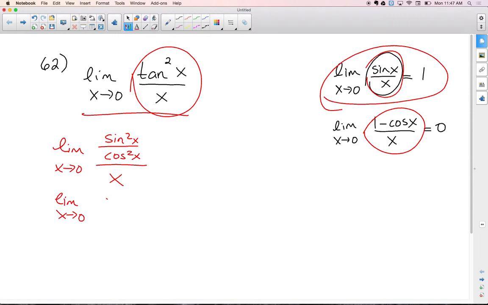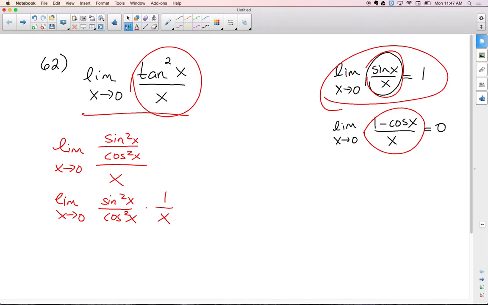And you can say, okay, this is really sine squared x over cosine squared x, times the reciprocal of the denominator. Now, the reason that helps you is because now I'm getting really, really close to getting this. I can split sine squared. Sine squared is really sine times sine, so I can leave one of the sines above the cosine squared and put the other one above the x.